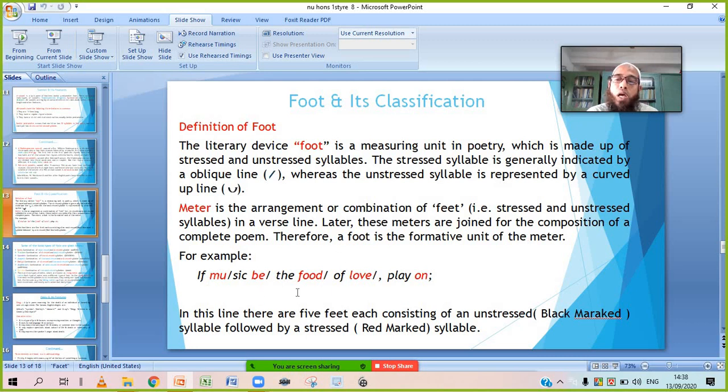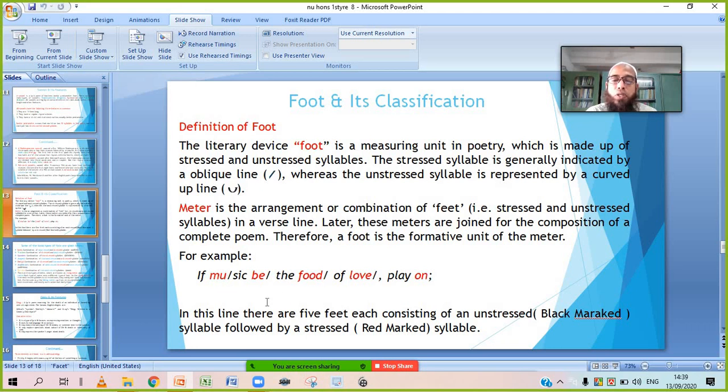Look at this example: If music be the food of love, play on. How many feet are here? First syllable if, second syllable mu. So this is 1 foot. The first one is unstressed; the red-marked one is stressed. If you count using the slash sign I have divided here, how many feet are there? Number 1, 2, 3, 4, 5. So penta, 5 feet. So it is a pentameter line, and the line is iambic. Why? In every foot, the first syllable is unstressed and the second one is stressed.